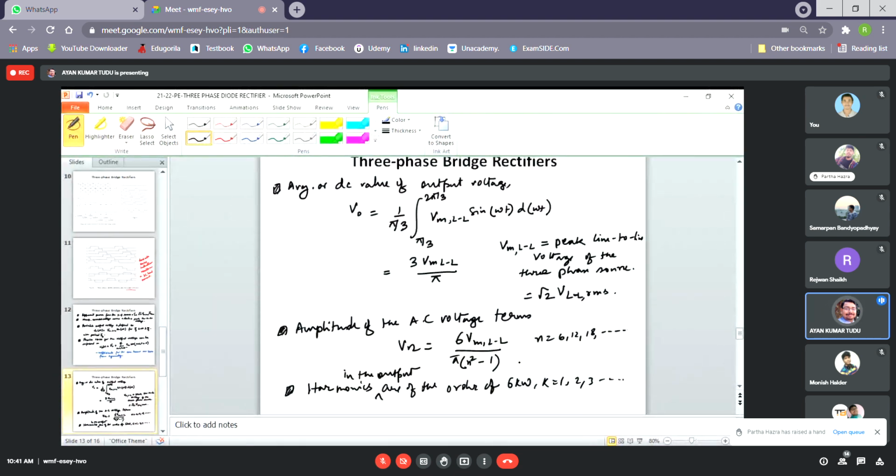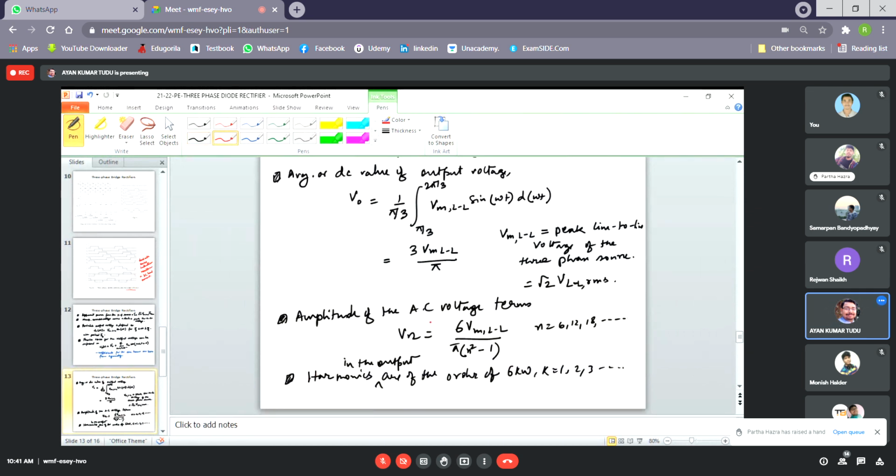The output voltage, as I have just said, is periodic with a period of 1/6 of the AC supply voltage.